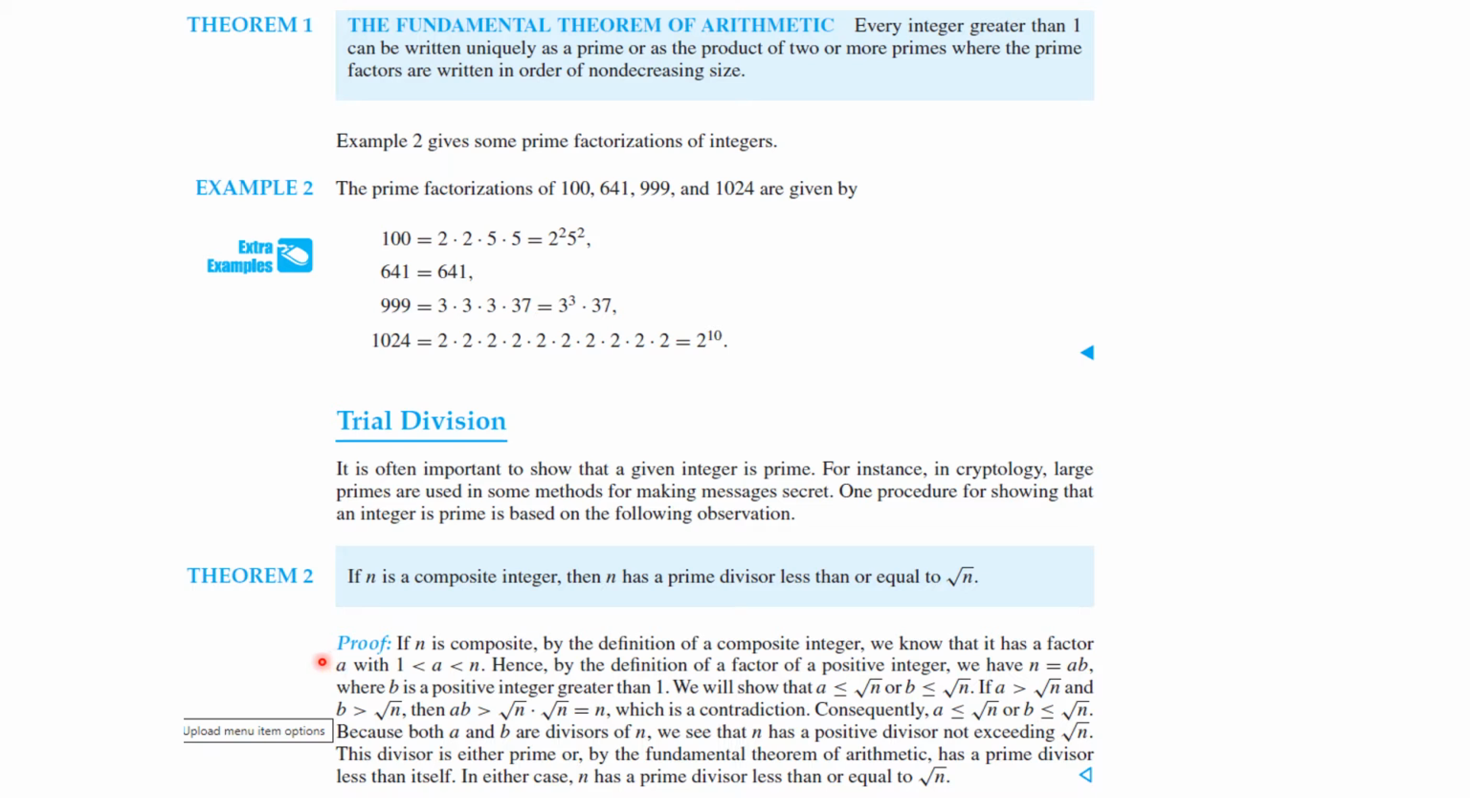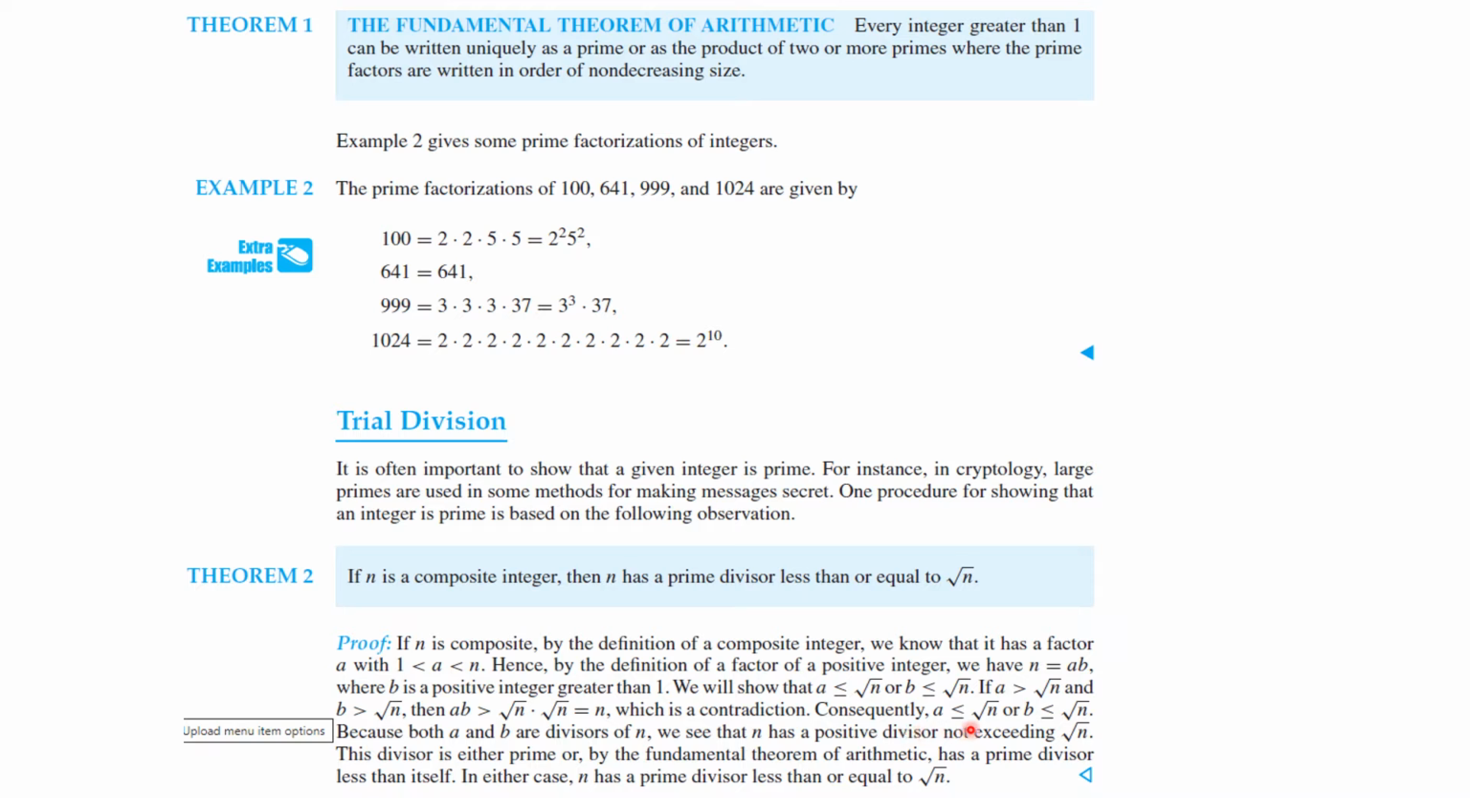So if n is composite, then by the definition of composite number, we know it has a factor a. Hence, by the definition of a factor, we have that n is equal to ab, and b is a positive number greater than 1. Now we're going to show that a is less than or equal to the square root of n, or b is less than or equal to the square root of n. If a is greater than the square root of n and b is greater than the square root of n, then ab would be greater than square root of n times square root of n, or n, and that's a contradiction.